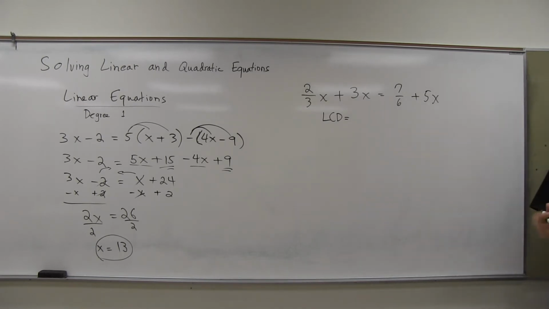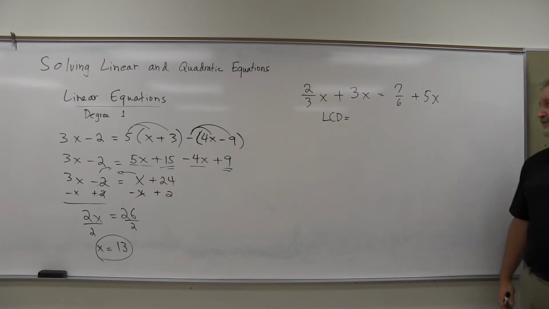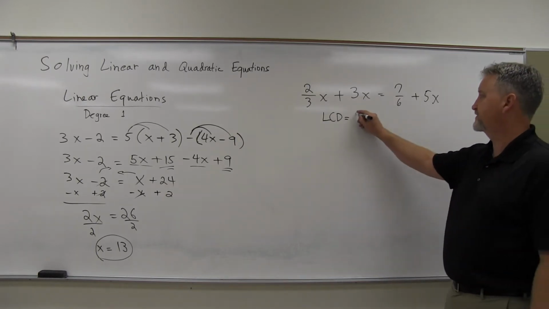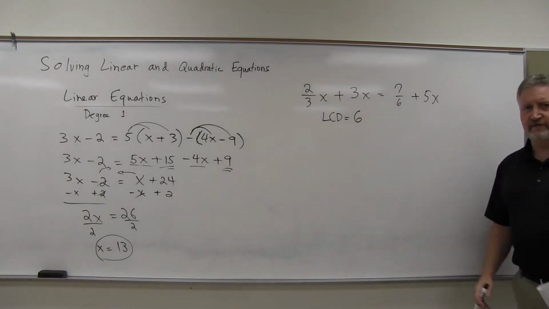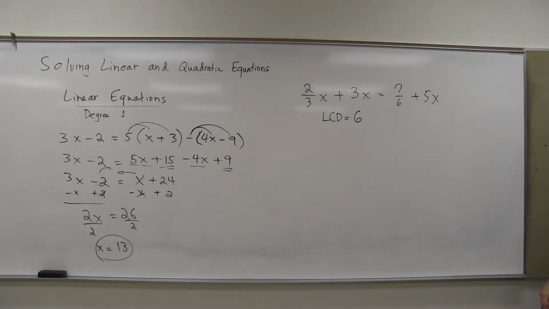I mean, you could just multiply 3 and 6 to get 18. However, the least common denominator, the multiple that both of those go into, would be 6. It would work, like I said, if you just did 18 as well there. But yeah, the least common denominator would be 6.